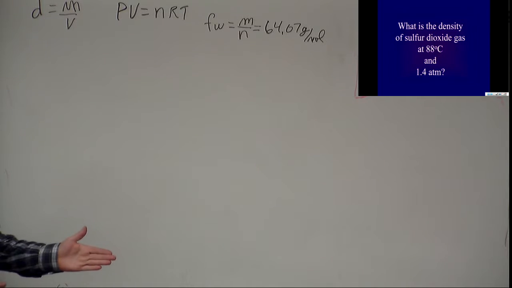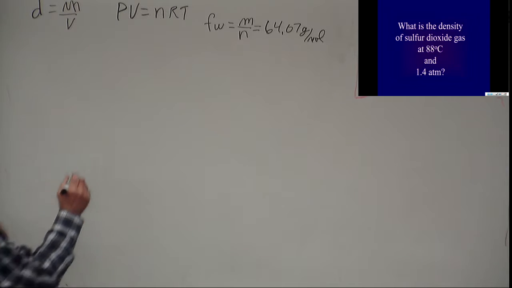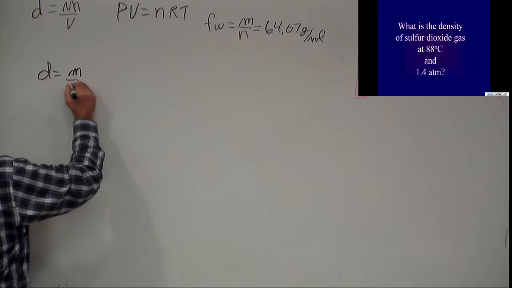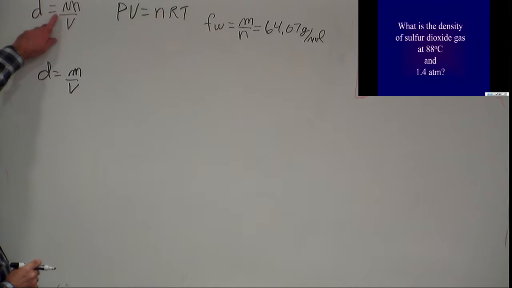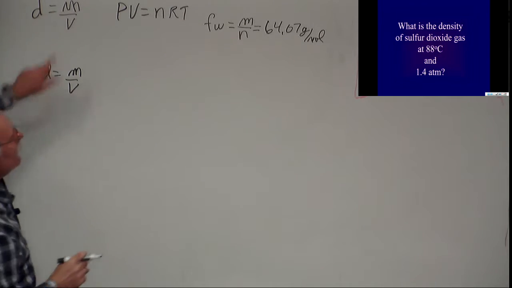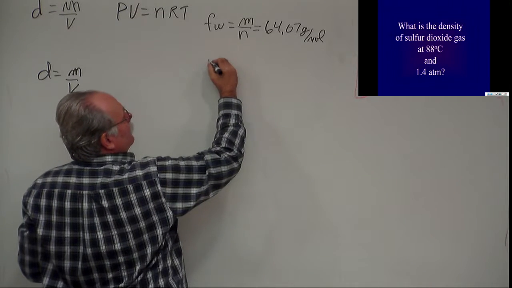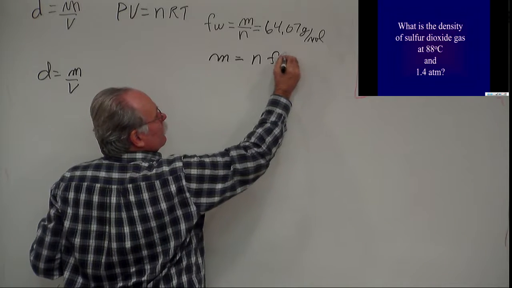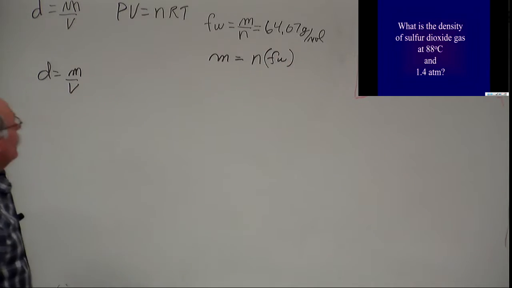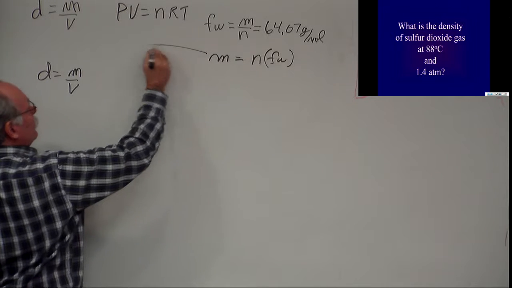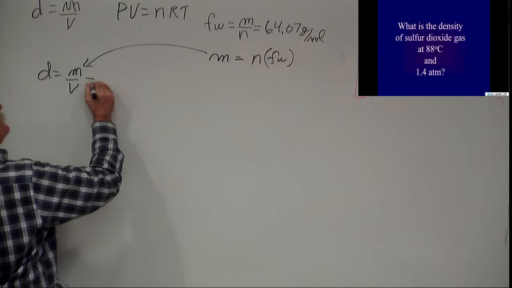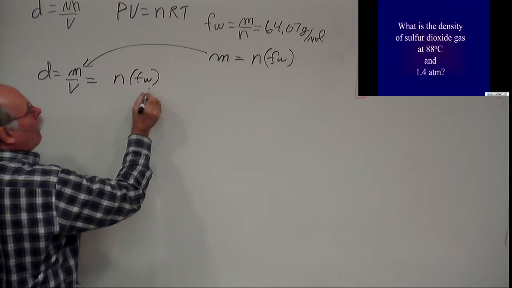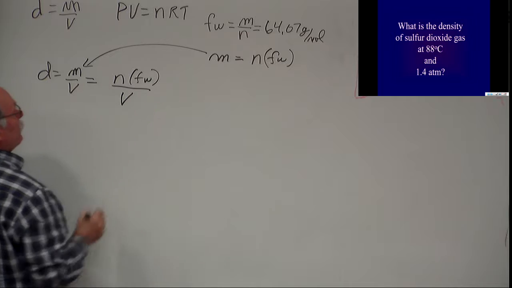Since we're solving for density, we might as well use the equation that has density as our starting point. So D equals m over V. Now, we need to substitute for m, okay? So I can say that the mass is equal to n times the formula weight. I substitute that in, and I get D is equal to the number of moles times the grams per mole, the formula weight, divided by the volume.